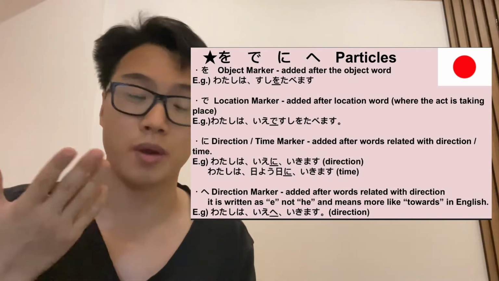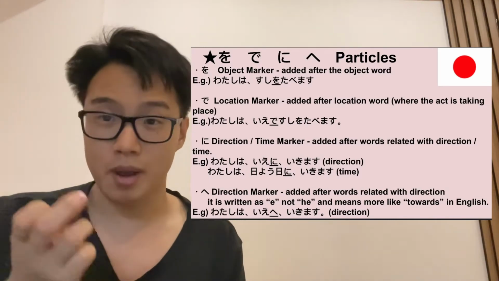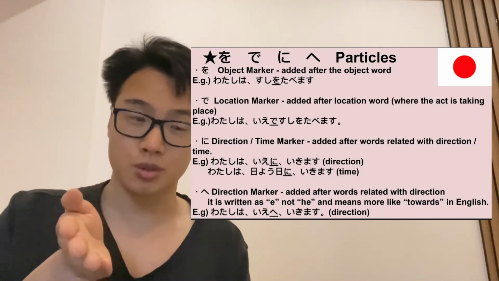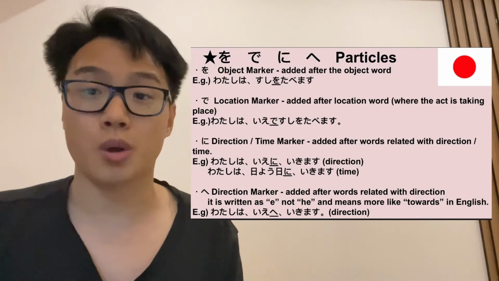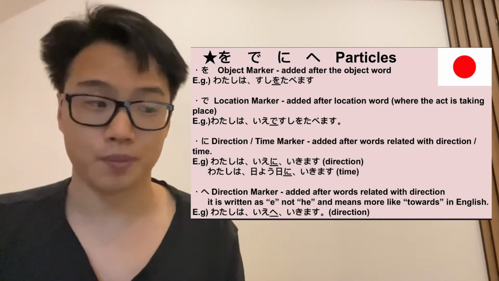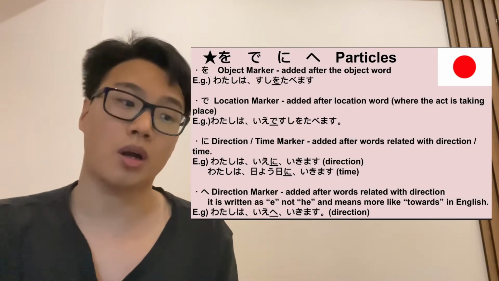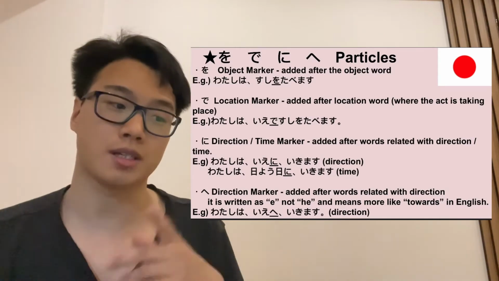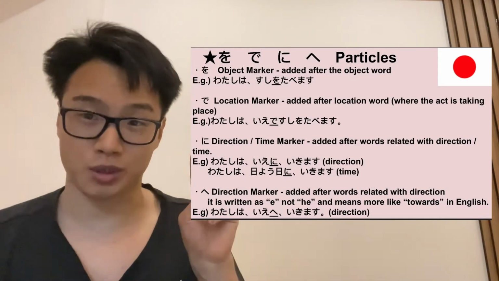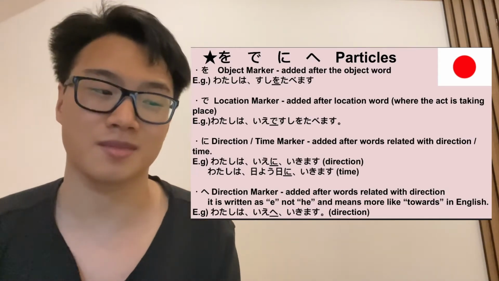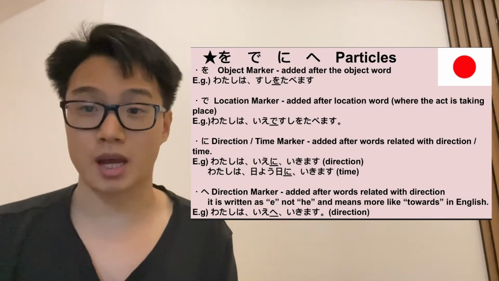Let's say I go to my house. To my house is a direction, right? So in this case, we have to use this に particle. 私は家に行きます。I go to my home. In this case, I omitted 私の部. The same. 私は家に行きます。I go to my home.